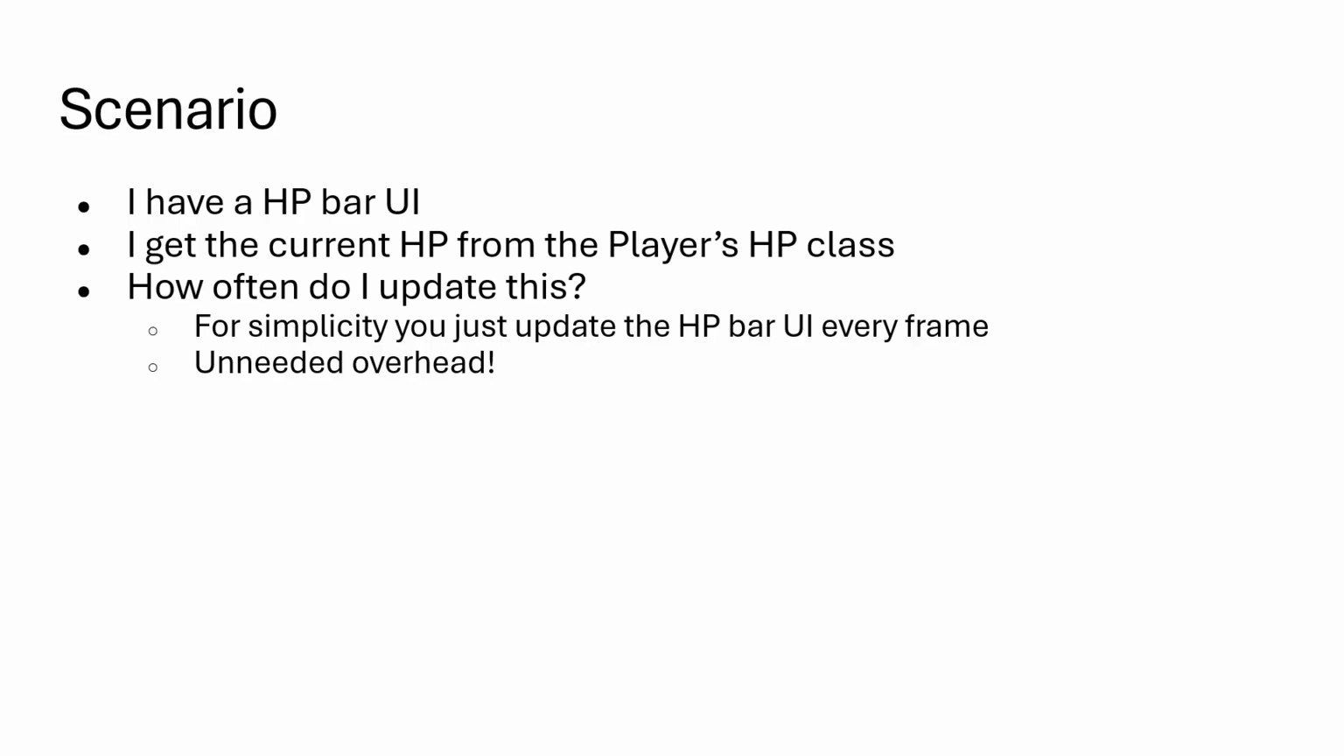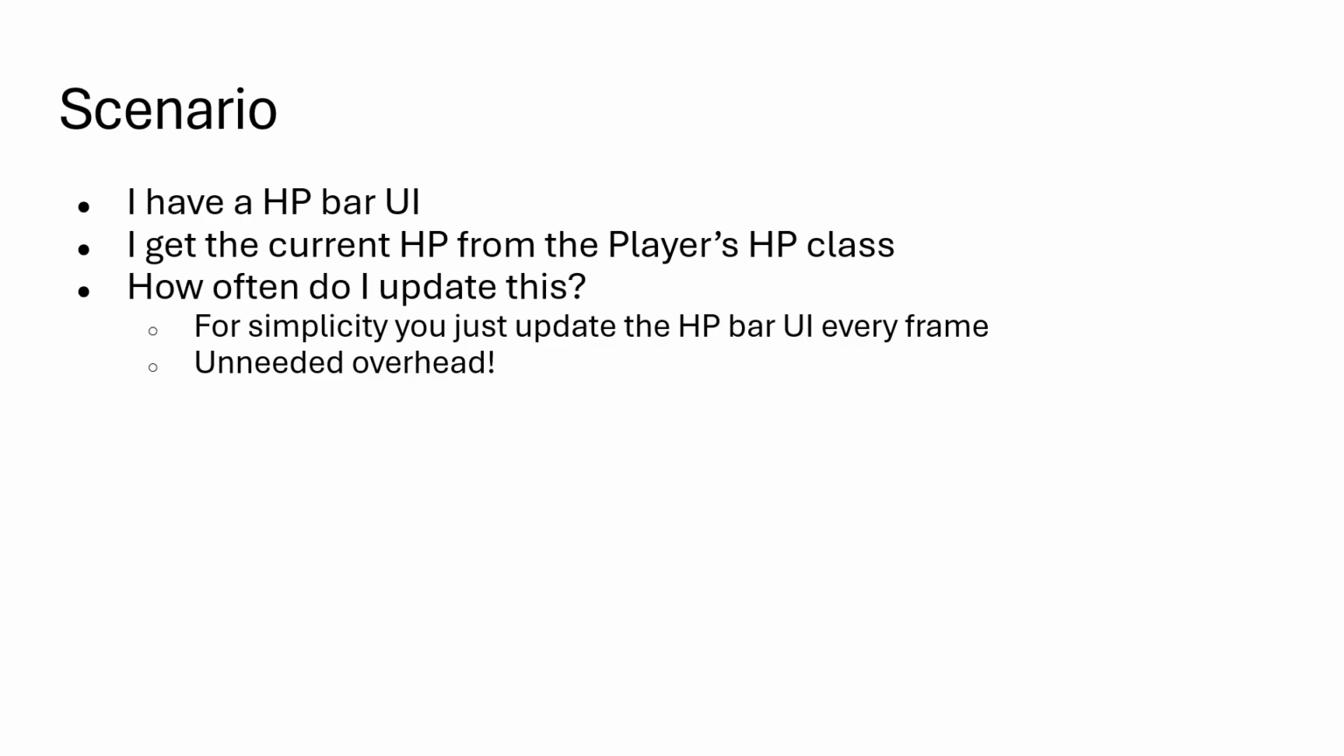I mean, we look at it as a naive programmer, right? I just started making the game. I just want to send the data over. Oh yes, there's this thing called the update loop, right? So I just update the UI every frame. Then I get the most updated data from my player health. Okay, that sounds like a pretty good idea, right?